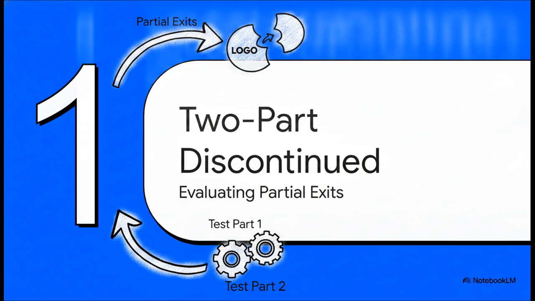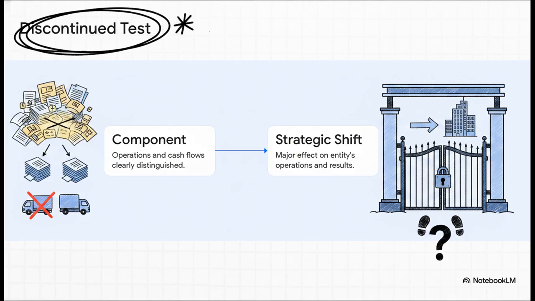Which brings us to our first crossroad, the two-part discontinued test. So, when a company sells or even just plans to sell a major part of its business, you can't just jumble those exit numbers in with your ongoing operations. It just doesn't make sense. That exit might need to be presented entirely separately on the income statement as a discontinued operation. But you don't just get to use this presentation freely. There is a very rigid, strict gate you've got to pass through first. Both of these distinct steps, the component test and the strategic shift test, must be satisfied. If you fail even one of them, no special discontinued operations treatment for you.